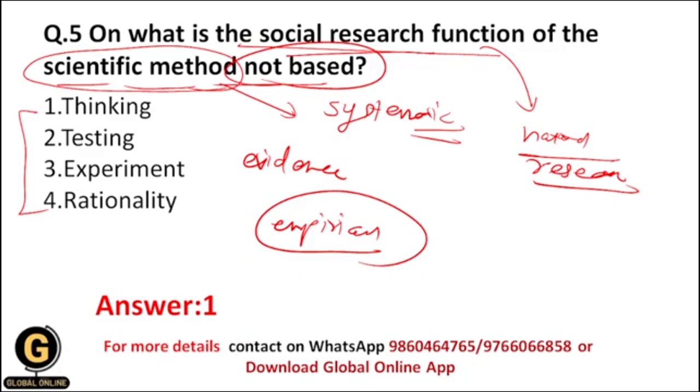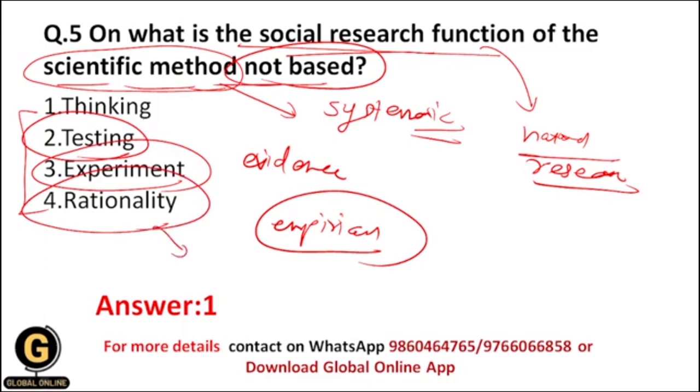Here we don't only think about it, we do the actions. That's why we do the testing, we do the experiments, as well as a lot of rationality. Rationality is nothing but there is proper evidence, there are proper empirical methods. This is the rationality, and we don't only think over here. That's why the social research function of the scientific method is not based upon thinking, and the correct answer over here is 1.